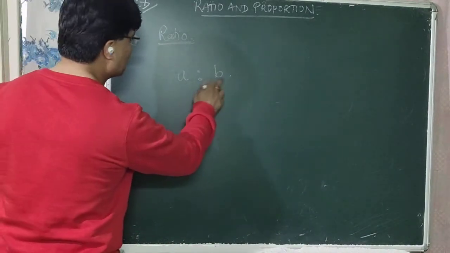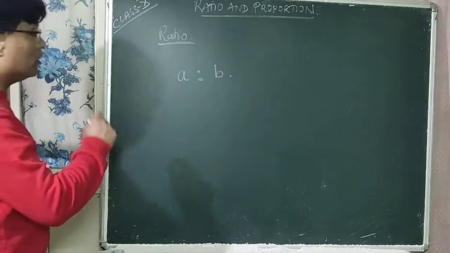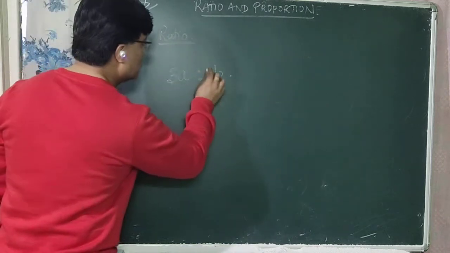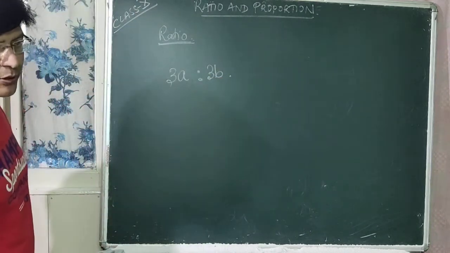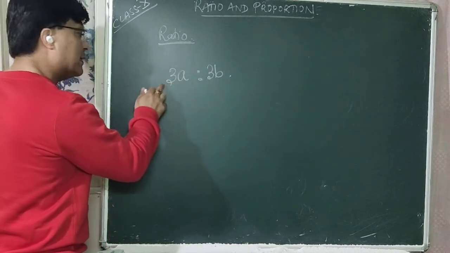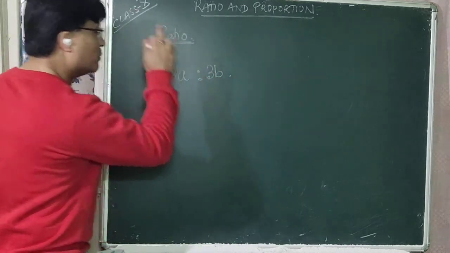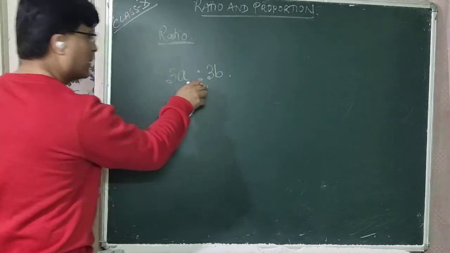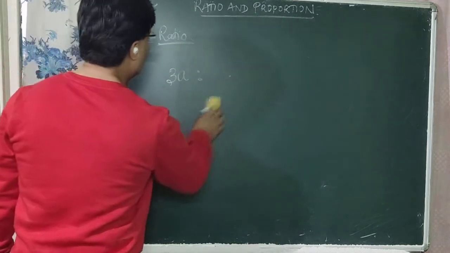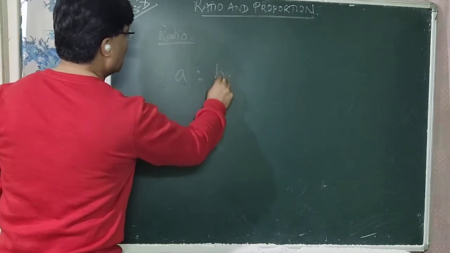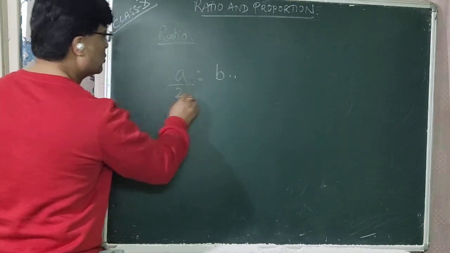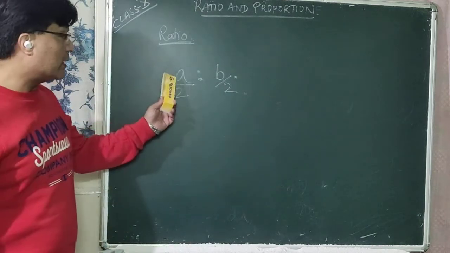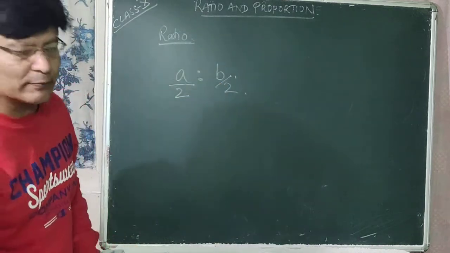So this means A is to B, right? So if A is multiplied by 3 times, this B should also be multiplied by 3 times. That is, if A is increased by 3 times, B is also increased by 3 times, right? Or it may be, if A is divided by 2, this B should also be divided by 2.